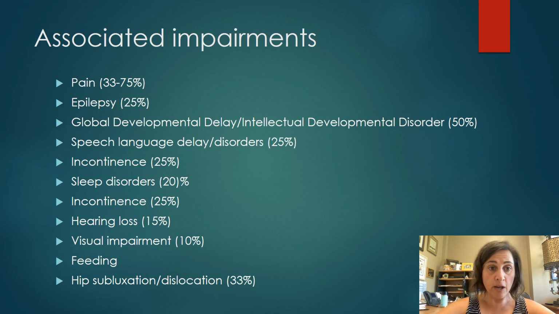Kids with CP are often at risk of global developmental delay or intellectual developmental disorder, which are diagnoses that include delays in multiple domains of development or delays in thinking and learning skills that are lifelong. Speech and language disorders are quite common in children with cerebral palsy, and that often has to do with differences in the motor cortex as well as the control of the face and the oromotor muscles.